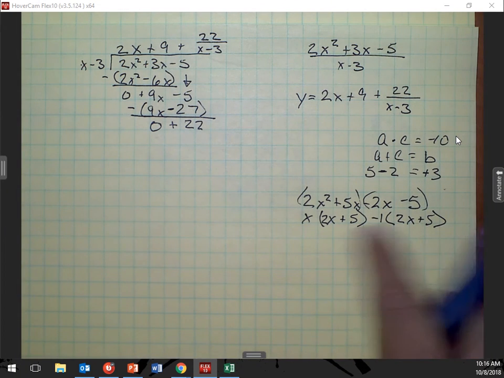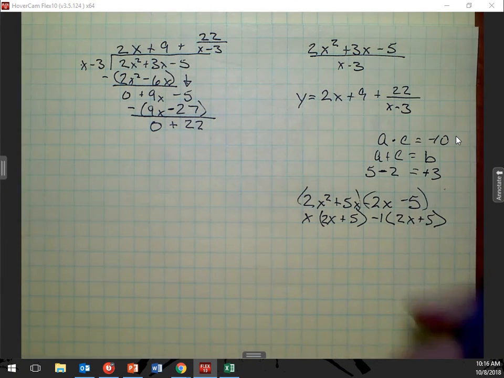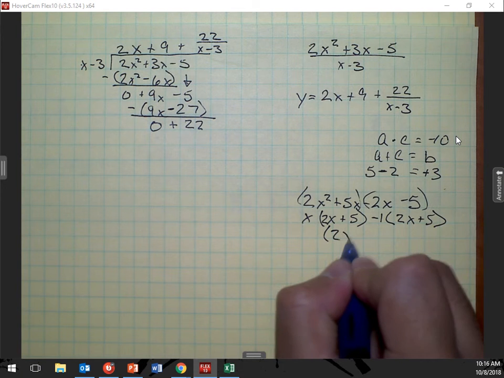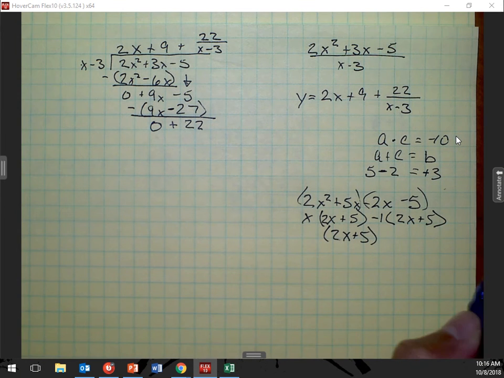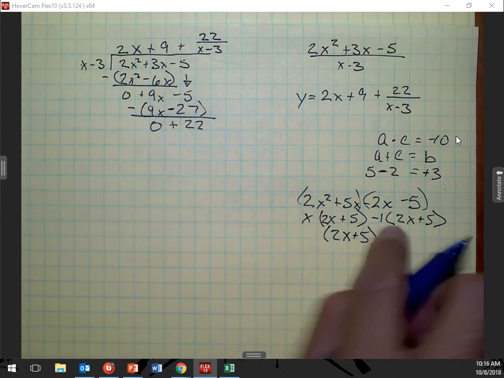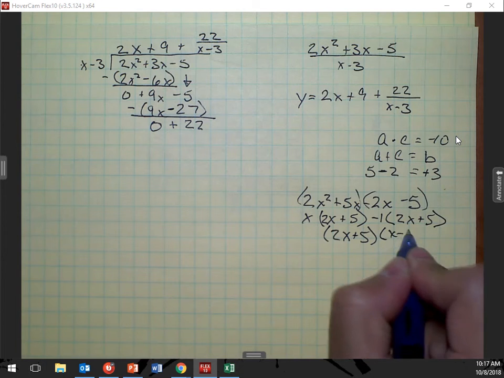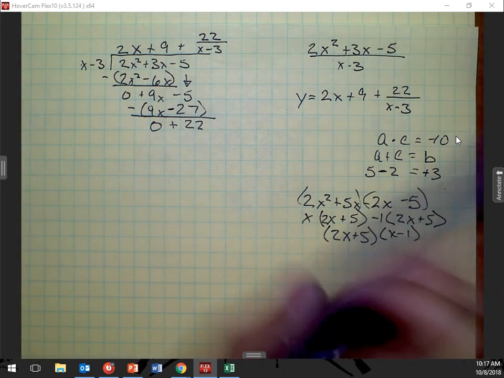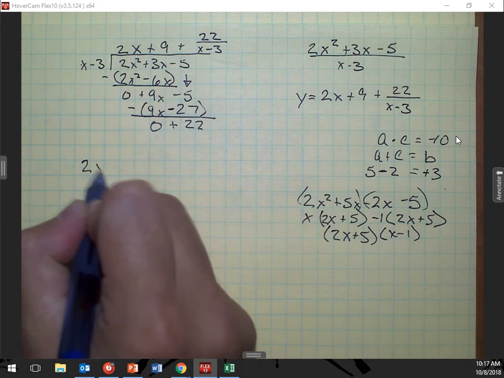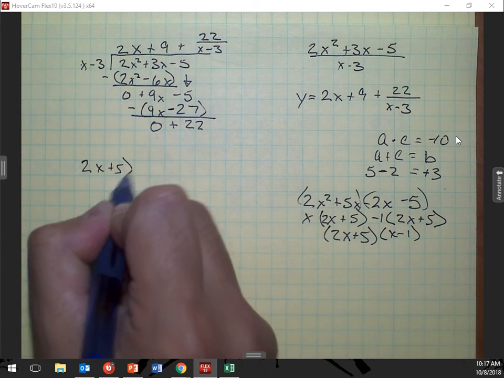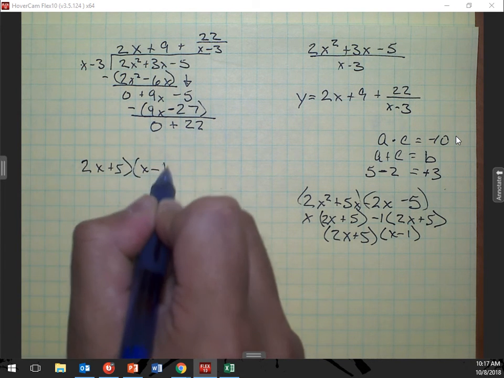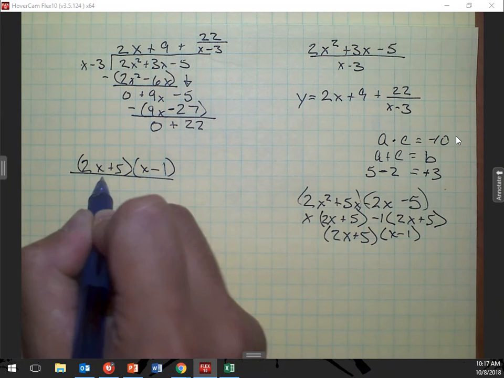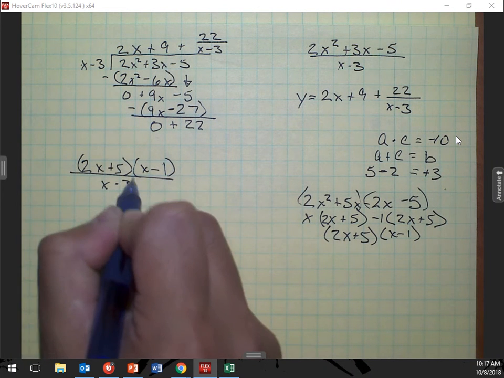Now, they both have a 2x plus 5 in common. 2x plus 5, and what's left over is x minus 1. So there are the factors in the numerator. So now for this, I have 2x plus 5, x minus 1 over x minus 3.